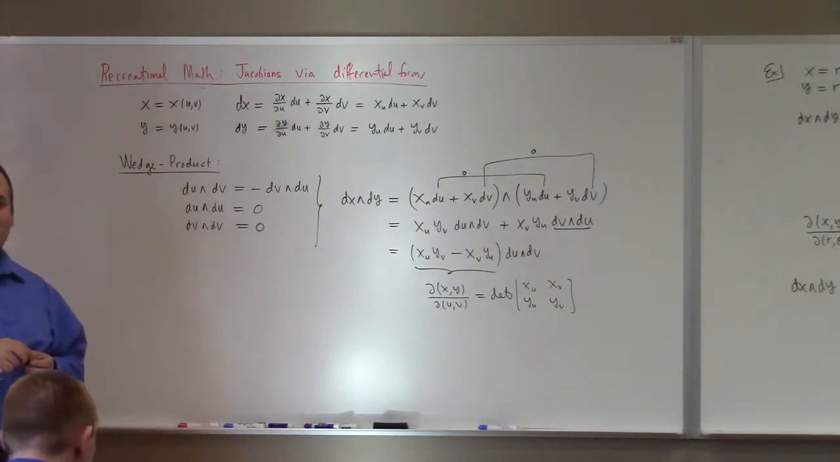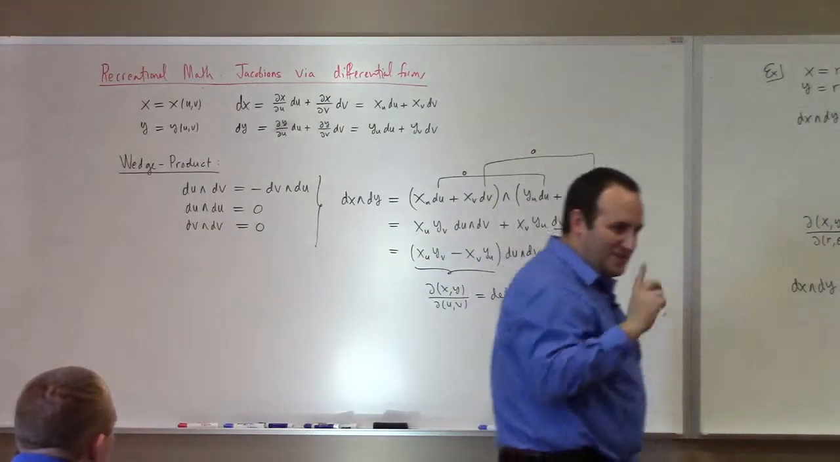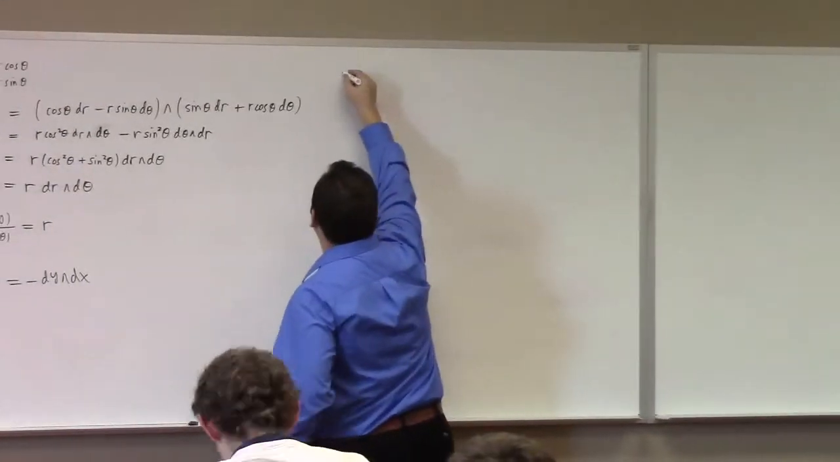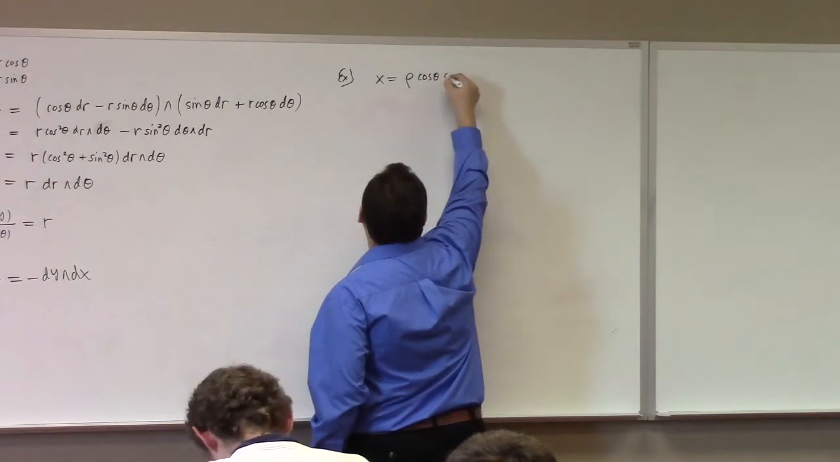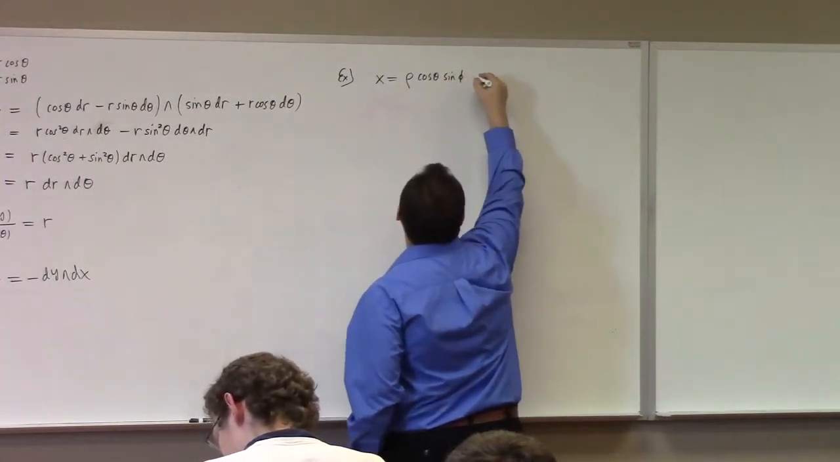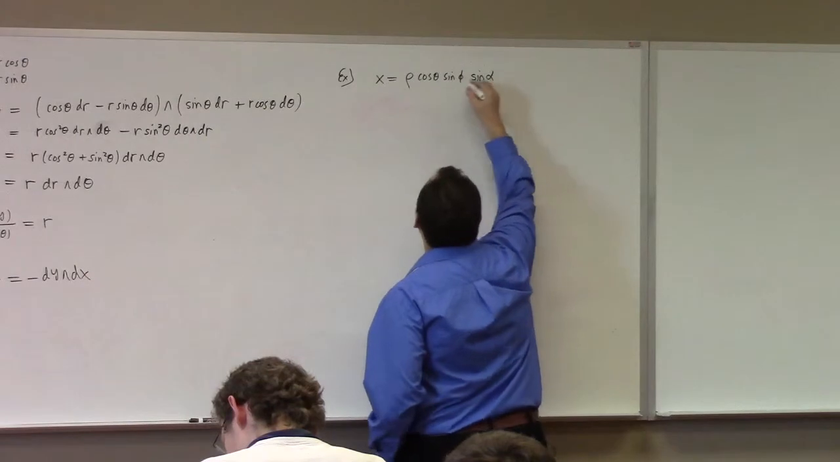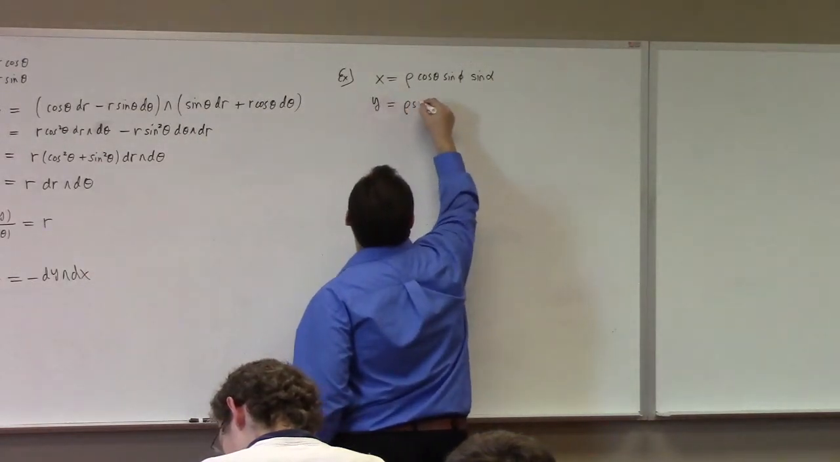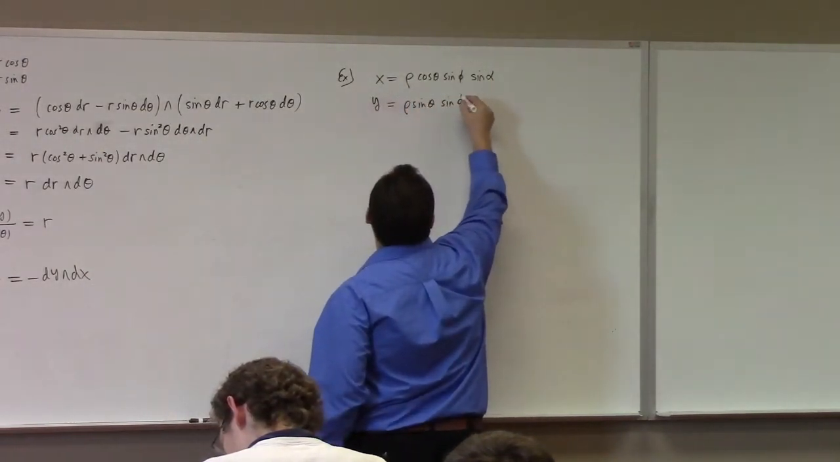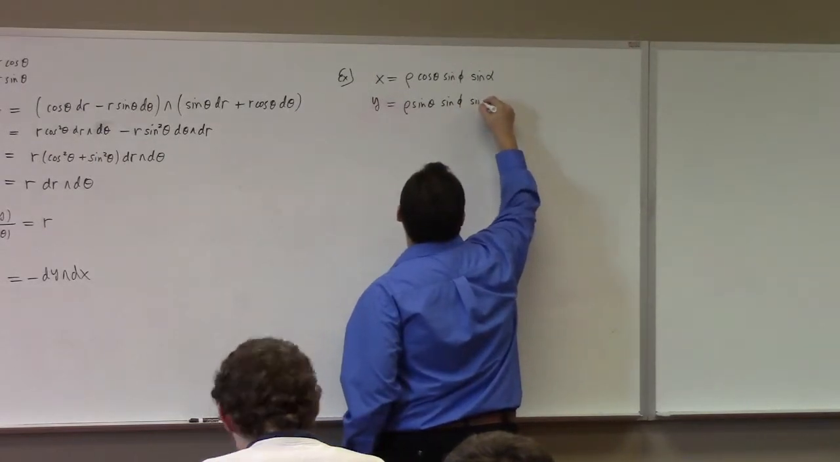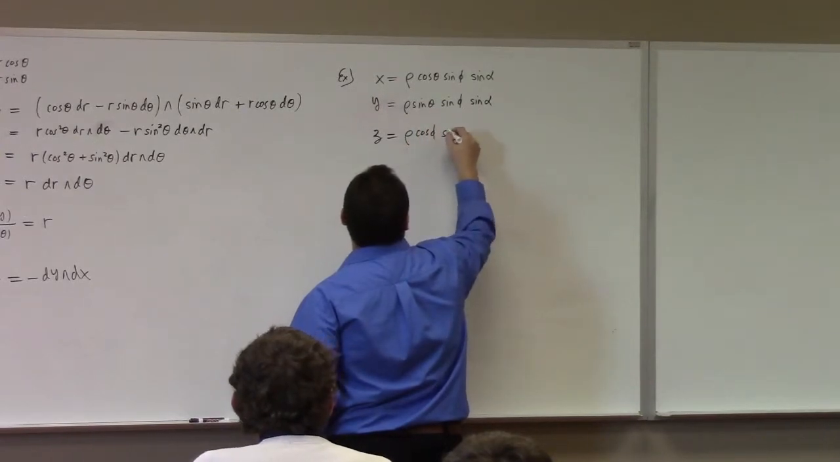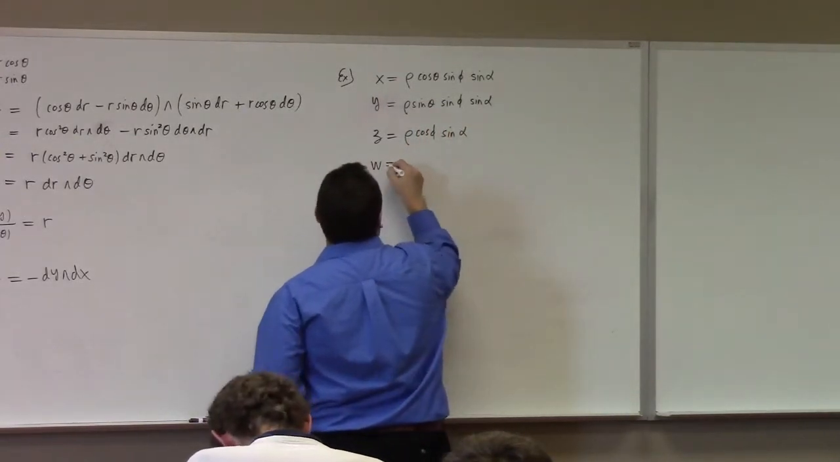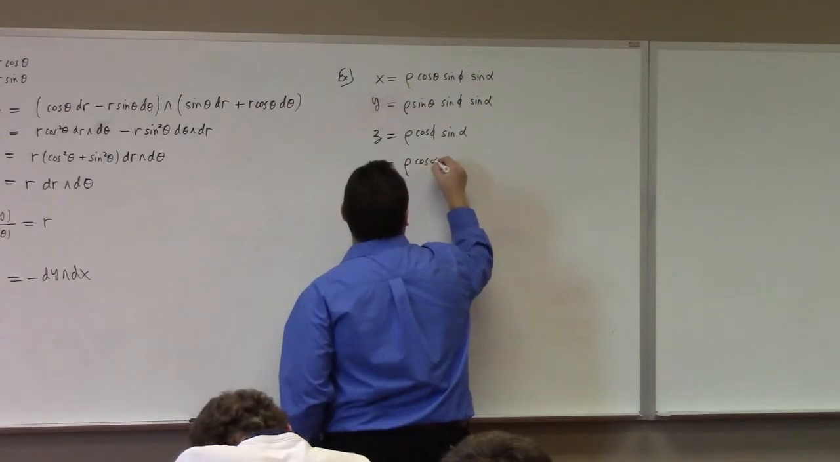Now you could try to do problem, what is it, 90? I had an idea. I'm not sure it's worthwhile. Let me just play with it for just a second here. So we had x is equal to rho cosine theta sine phi sine alpha, right? y is equal to rho sine theta sine phi sine alpha. z is equal to rho cosine phi sine alpha. w is equal to rho cosine alpha.